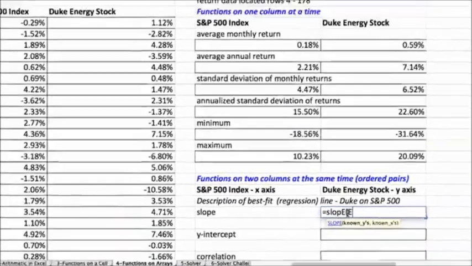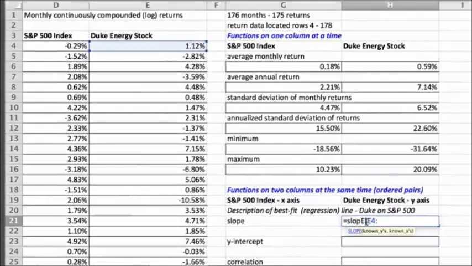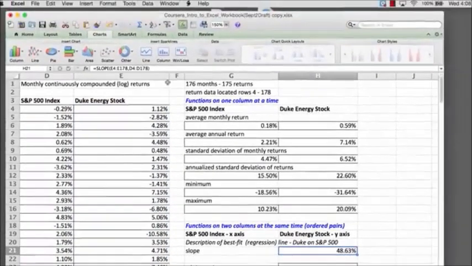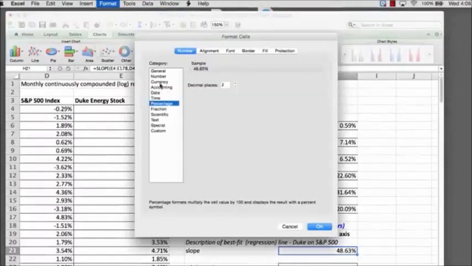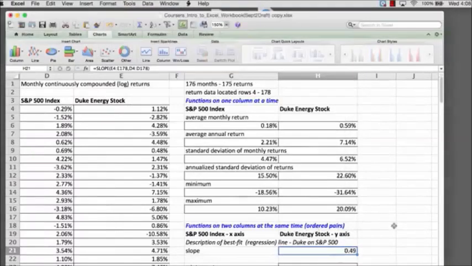So here we have to enter E4 to E178 first. Just as we did before, we indicate the top and bottom of the array and all the cells in between with a colon. Now we separate with a comma, and now we're going to put in the second array. Okay, and this value we don't want as a percentage, we just want it as a number. So I'm going to go back to restore the number for that.